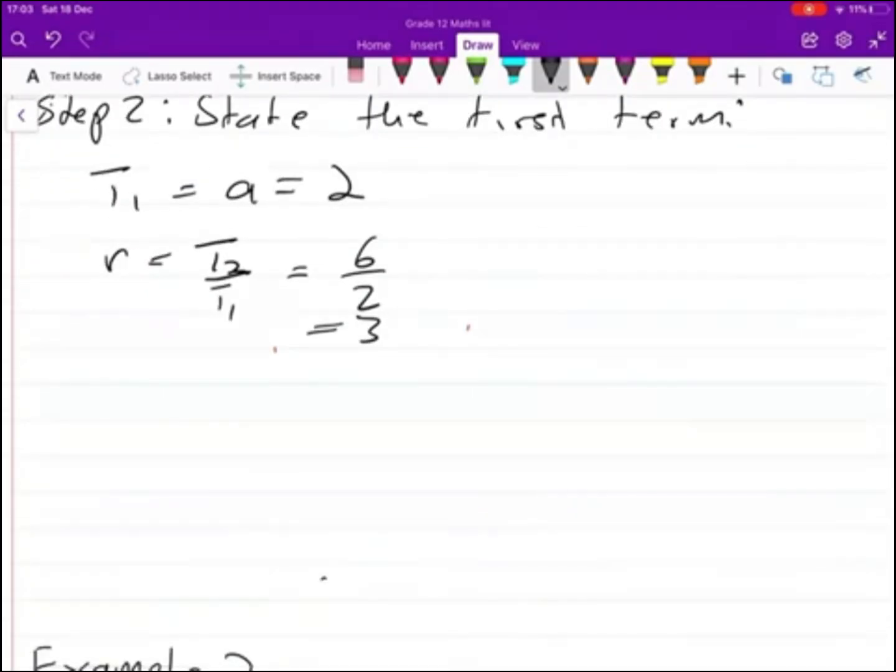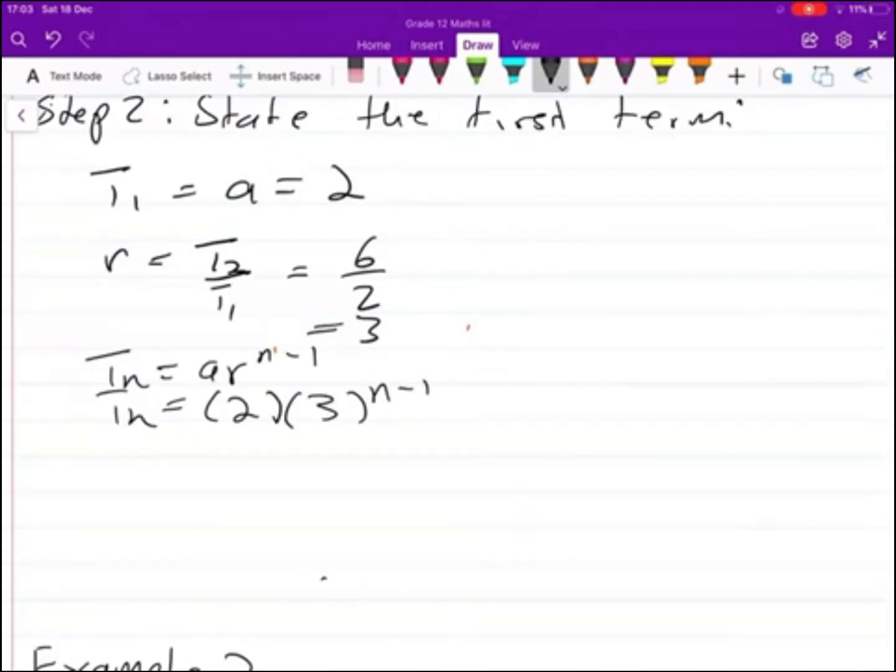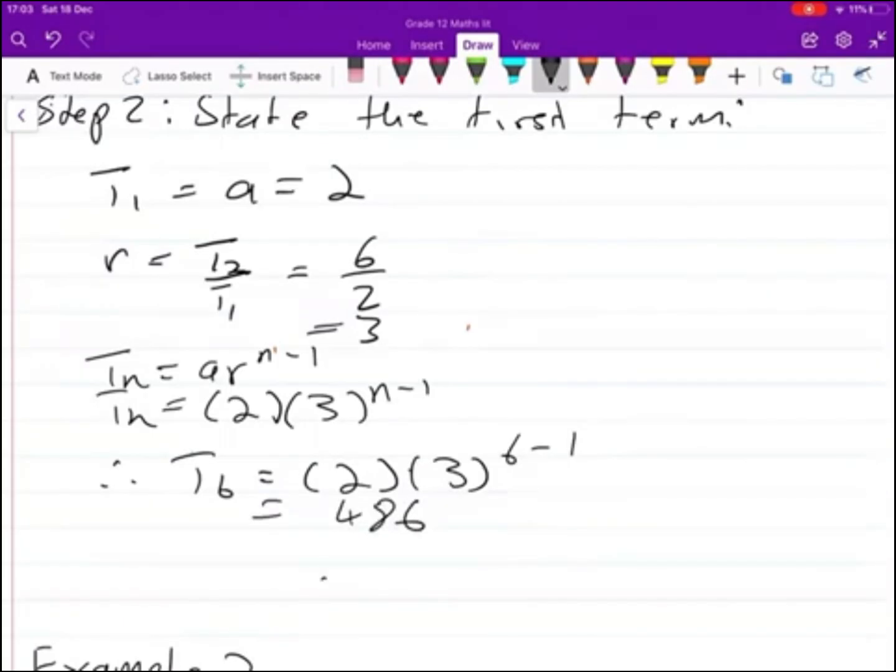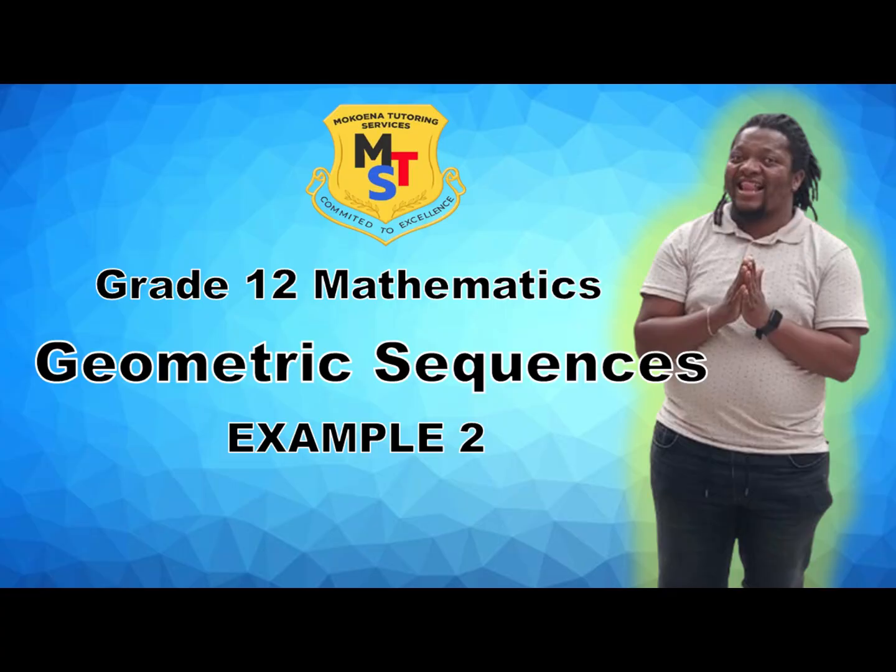All right, and then we want to find our general term. We know the formula is Tn equals A times R to the power n minus 1. Therefore, our first term is 2 and our common ratio is 3, so this is our general term. Now we can find T6 by mere substitution. So this is 2 times 3, and wherever we see n, we put 6, so that is 6 minus 1, and that of course gives us 486. That is how you would find the next term.